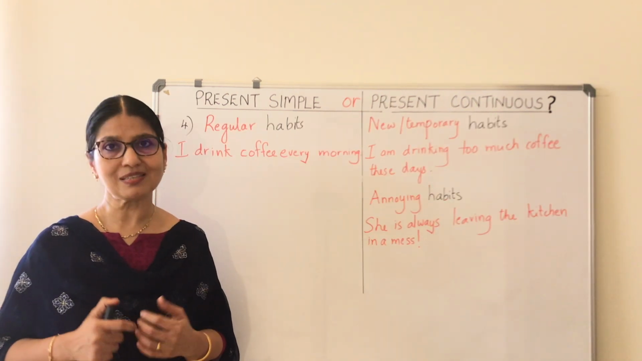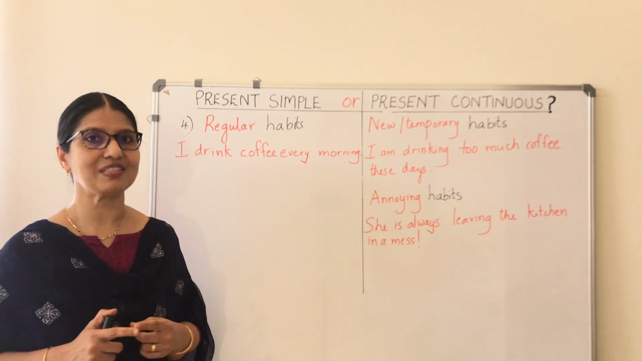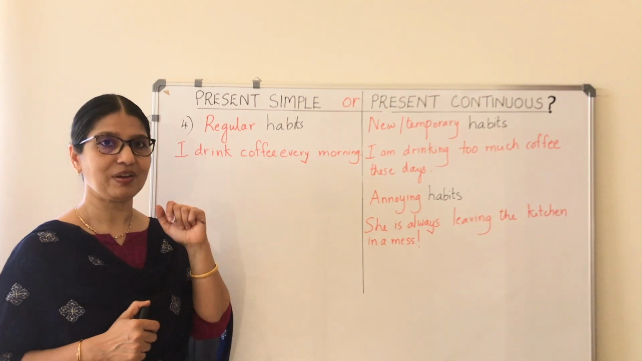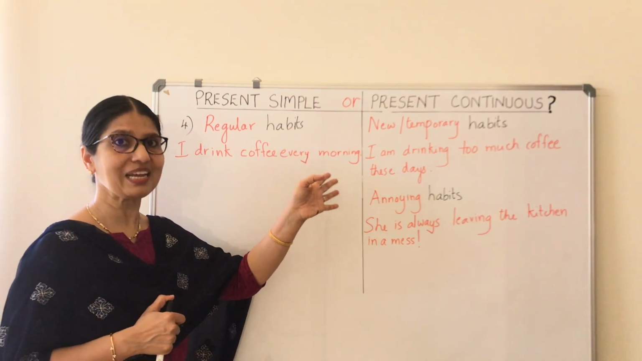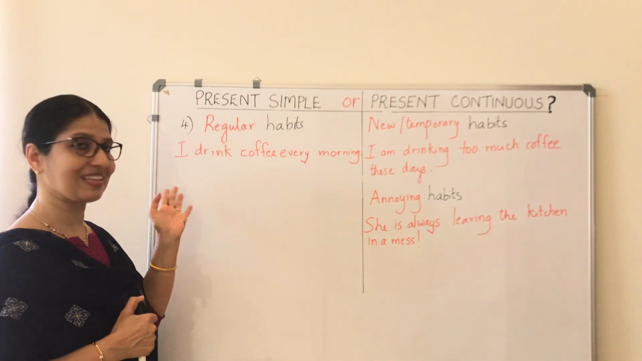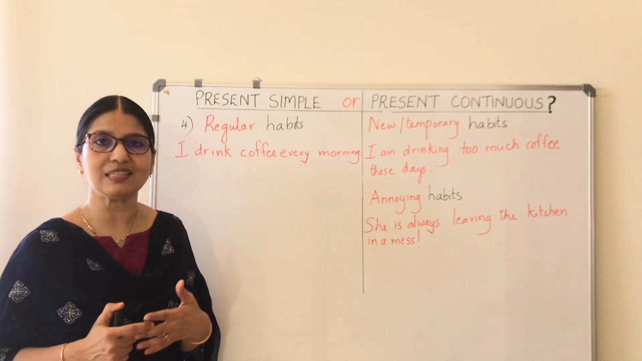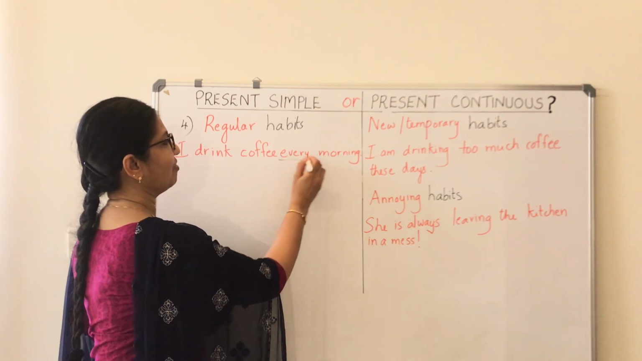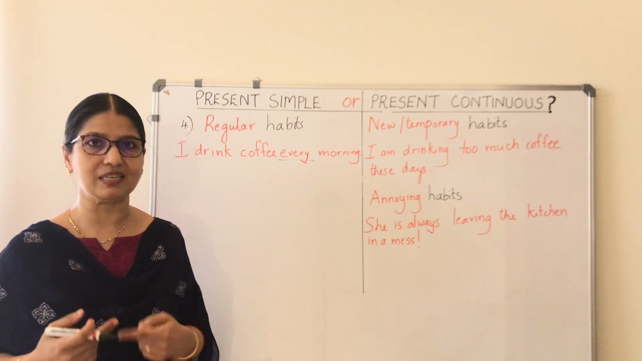We also use the present simple and continuous tenses to refer to habits. But there's a difference there. We use the present simple tense to talk about regular habits, whereas the present continuous tense is used when we refer to new or temporary habits or annoying kind of habits. Now let's have this example. I drink coffee every morning. It's clear that it's a regular habit. How do you know that? I've used the frequency adverb every. So that word shows that this is something I do every morning repeatedly.